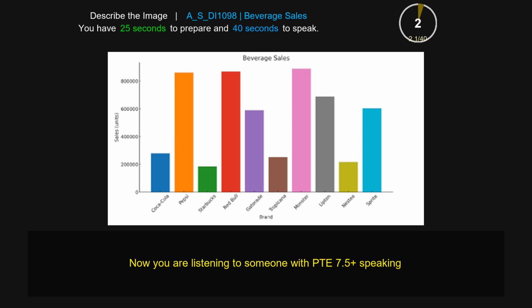This image shows a bar chart. This bar chart focuses on beverage sales. The items include Coca-Cola, Pepsi, Starbucks, and Red Bull. The highest value is for Monster, which is around 800,000, and the lowest value is for Starbucks, which is around 200,000. On the other hand, I can see different colors such as red, blue, green, purple, and orange. To sum up, this bar chart is trying to tell us about beverage sales.